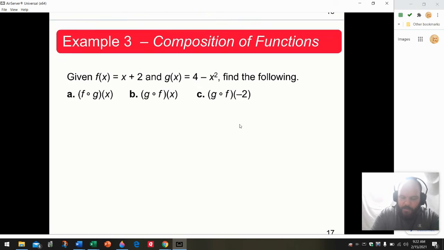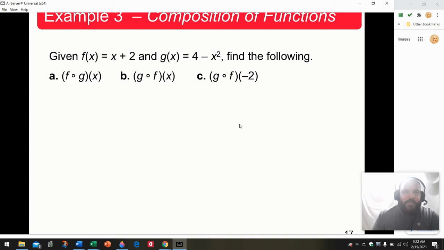So let's try composing. The first example says, given f of x equals x plus 2 and g of x is equal to 4 minus x squared, find the following. The first thing they ask us to do for part A is to find f of g of x. So the way I set this up, the first thing I want to do is write it so it's easier to understand. You can see g of x is going on the inside, f of x is on the outside. So I start by writing f of x, but in place of the variable, I'm going to put a big set of parentheses.